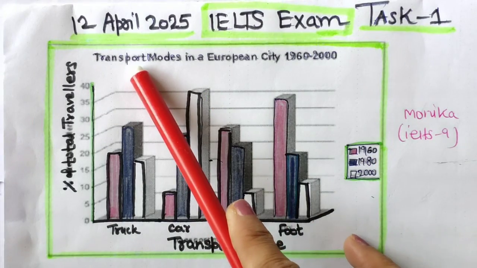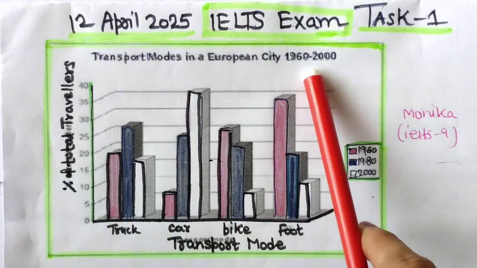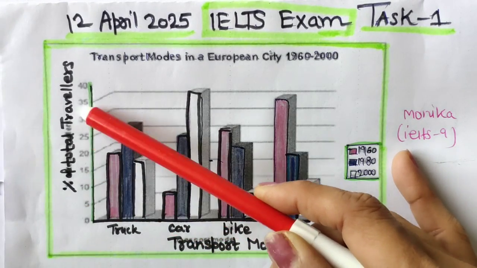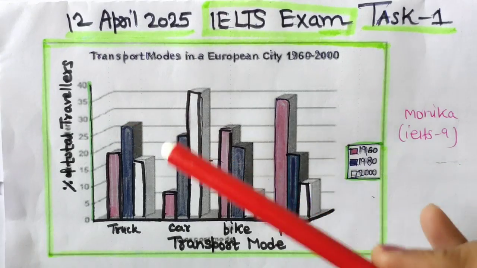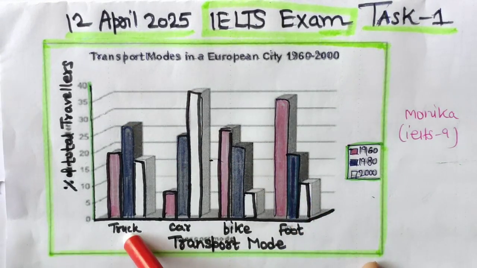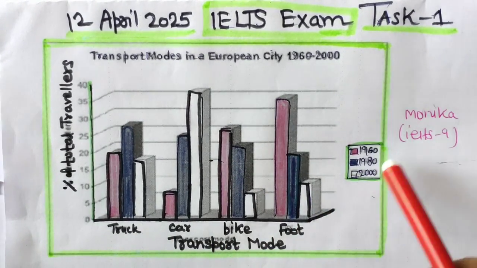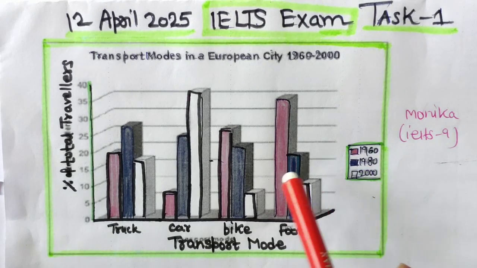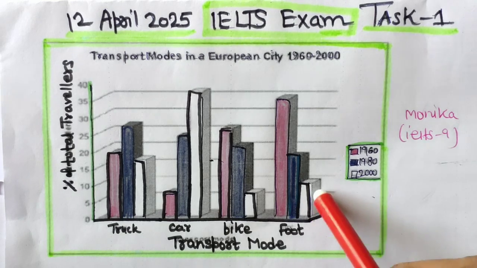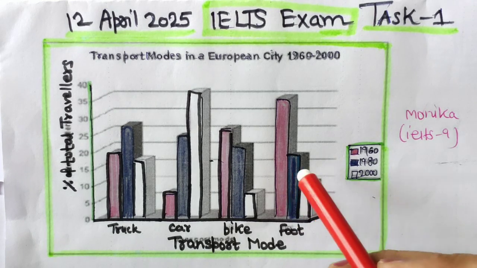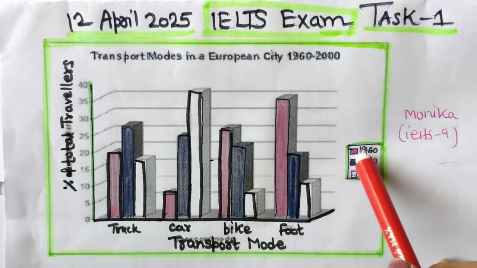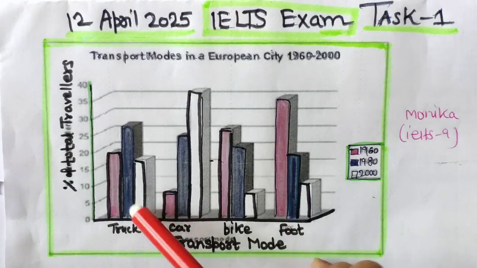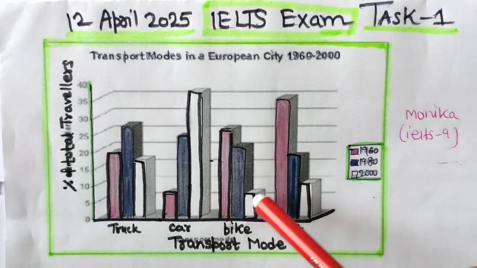Here I can see transport modes in a European city, 1960 to 2000. Data is given in percentage of total travelers from 0 to 40, and I can see transport modes truck, car, bike, foot and 3 years. The 3 years' color combination is different, and in the actual exam you will not get any color combination, only plain shade, then a little darker shade you will get. So the pink one is 1960, everywhere you can see. The blue one is 1980 and the white one is 2000.